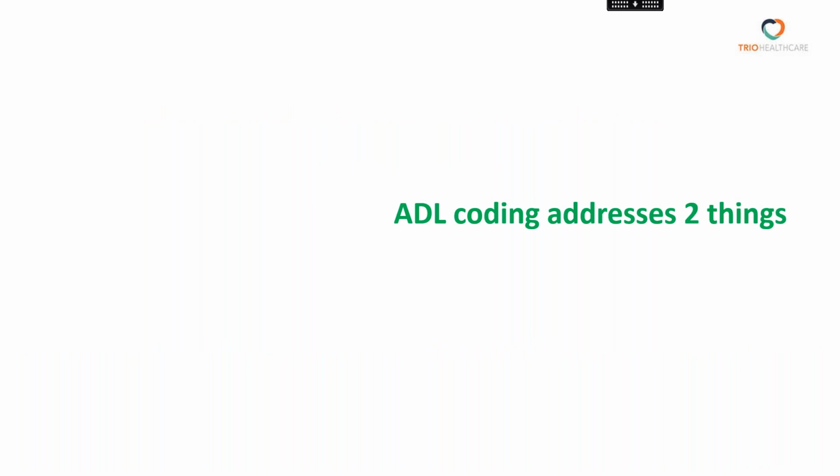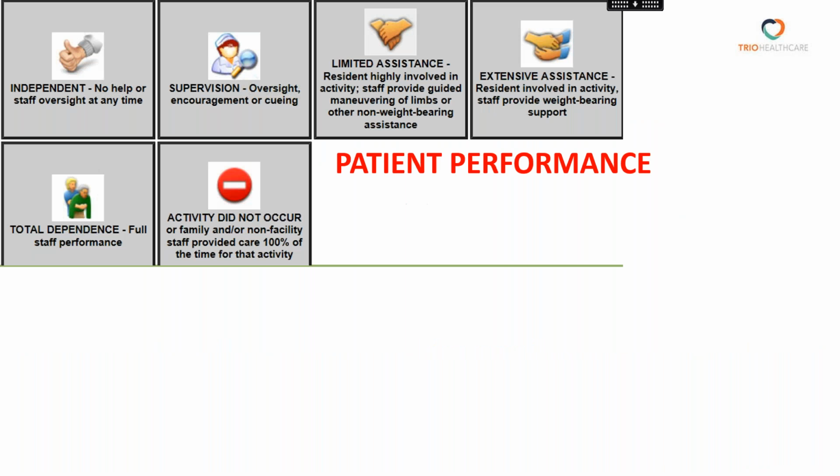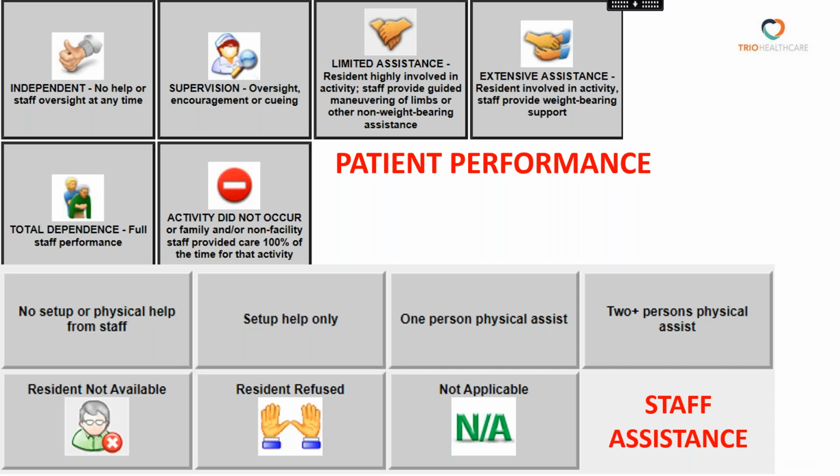this change. So ADL coding addresses two things: patient performance, in which we identify whether the patient was independent, supervised, required limited assist, extensive assist, total dependence, or that the activity did not occur. Secondly, we document staff assistance. So did we have to provide setup or physical assist? Did we have to set the patient up only? Was there one person who assisted the patient, two or more persons who physically assisted the patient, or the resident wasn't available, refused, and not applicable?